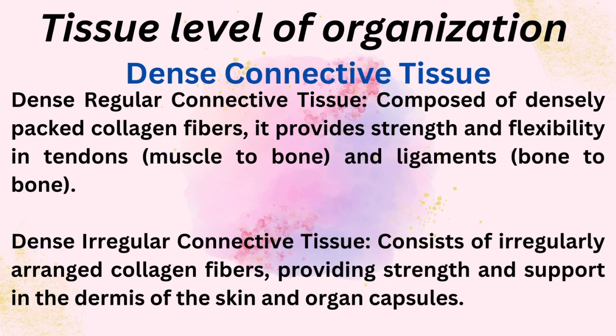Second is dense connective tissue. Types of dense connective tissue. First, dense regular connective tissue, composed of densely packed collagen fibers. It provides strength and flexibility in tendons, muscle to bone, and ligaments, bone to bone.